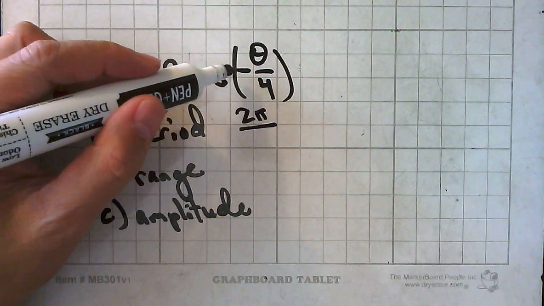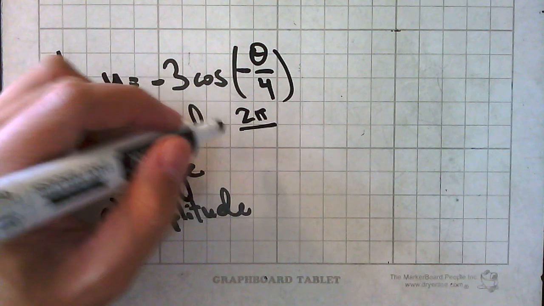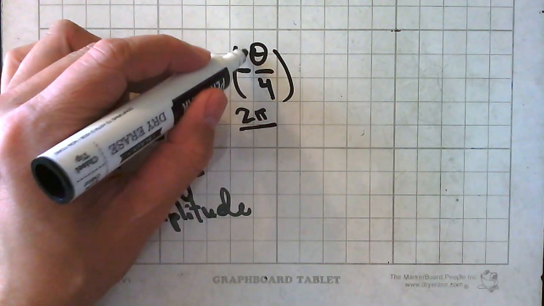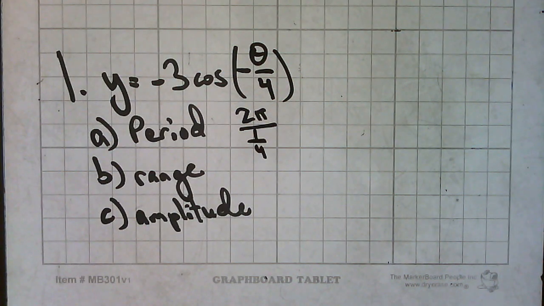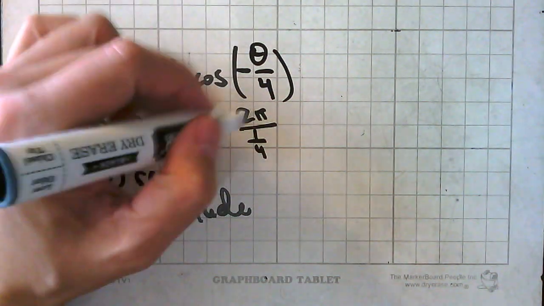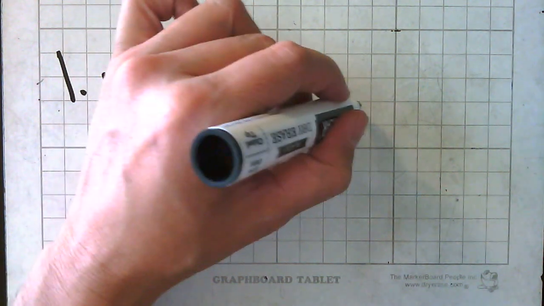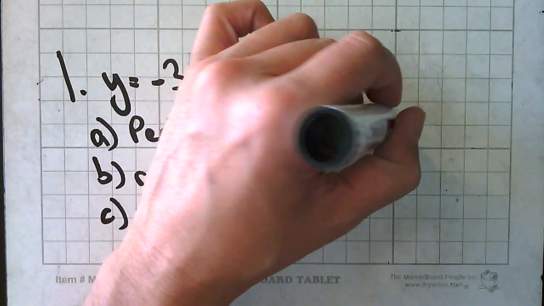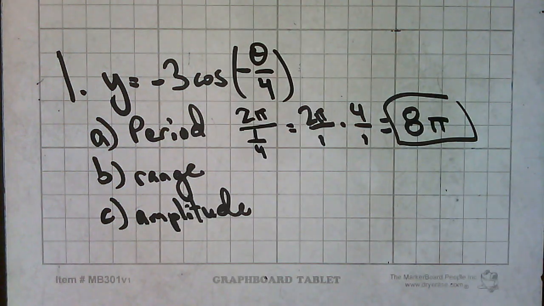So in this case, our b, we're going to ignore the negative because that just makes it flip on the y-axis. So we're just going to use the 1/4 as our coefficient here for our cycle. So this is the same as 2 pi over 1 times 4 over 1. We're going to keep-change-flip from junior high school. This is going to give us a period of 8 pi. So there's your answer for A. So every 8 pi, it's going to have a period.